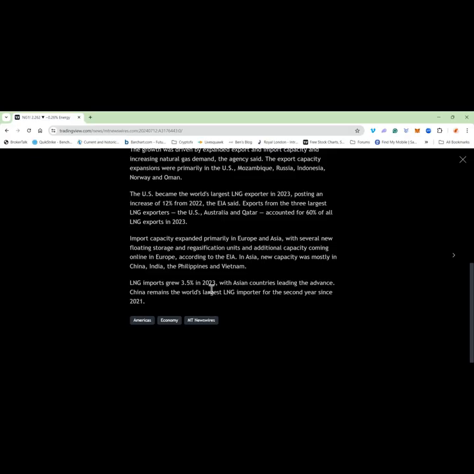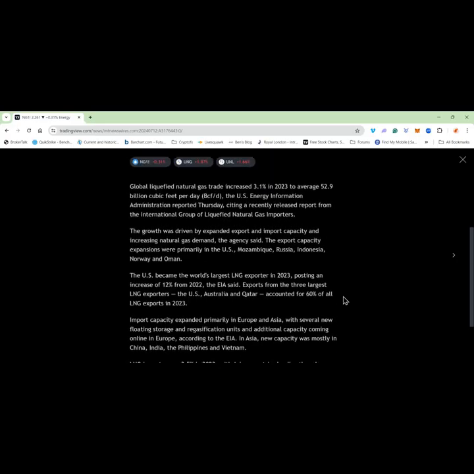LNG imports grew 3.5% in 2023. China, there we go. Look, China is the largest LNG importer for the second year since 2021. So I'd be looking at any demand data for natural gas coming out of China, because that will certainly affect the price.